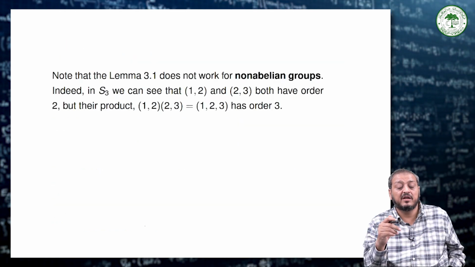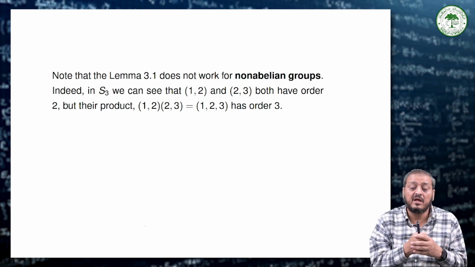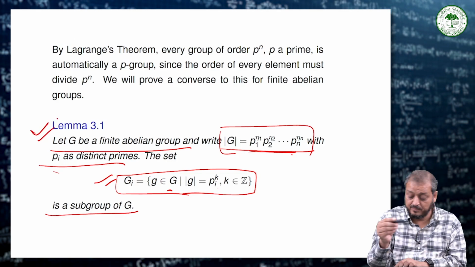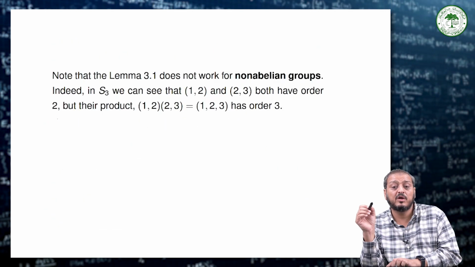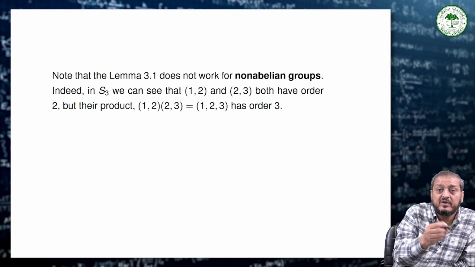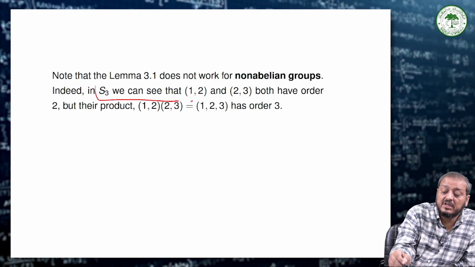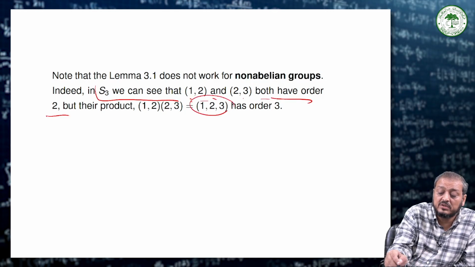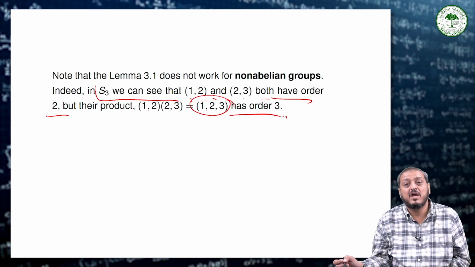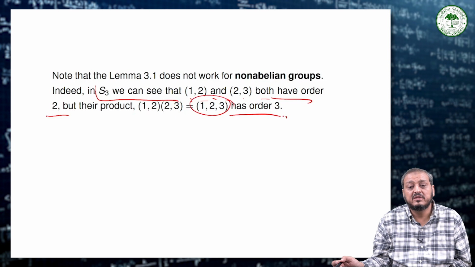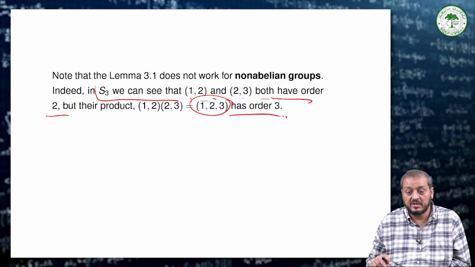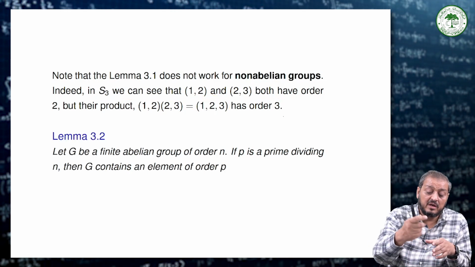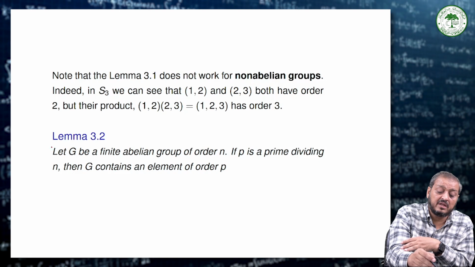Note that this result, Lemma 3.1, does not hold for non-abelian groups. Indeed, take the example S3: we can see that (1 2) and (2 3) both have order 2, but their product has order 3. So if the group is non-abelian, then this result does not hold.